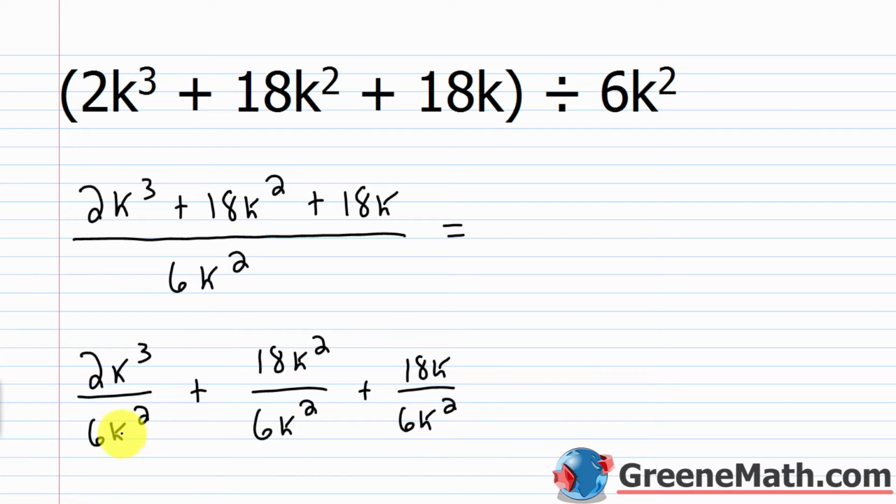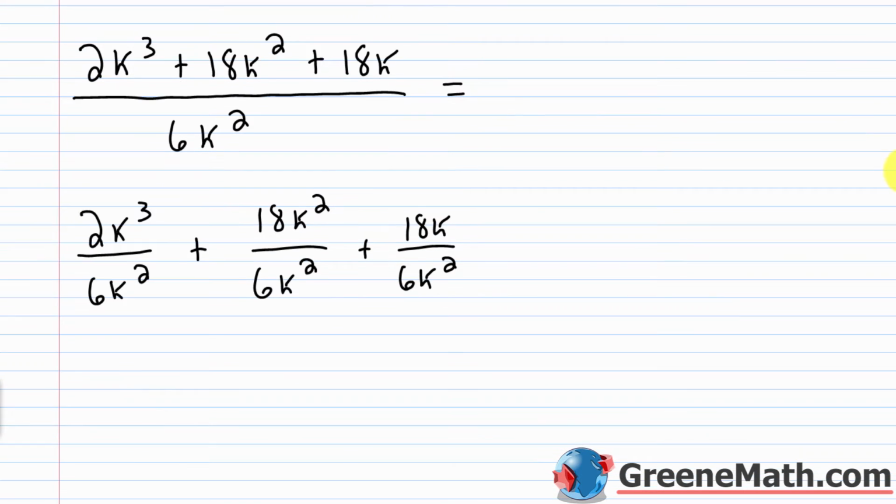I have a common denominator here of 6k squared. So I could go right back and write this with the sum of the numerators, 2k cubed plus 18k squared plus 18k, over that single common denominator, right? So it's perfectly legal to go back and forth. So once we have set it up in this format, all we want to do is simplify each part separately.